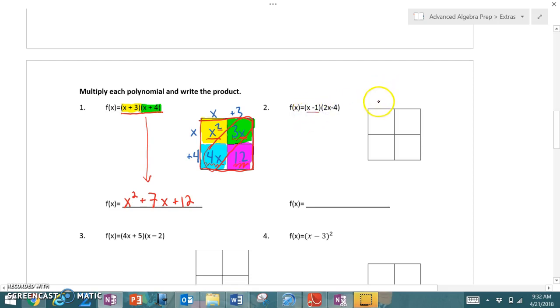So one side of my box is going to be an x and a negative 1. So if we have minuses in there, you just bring it over as a negative. The top box here has a 2x with a minus 4.